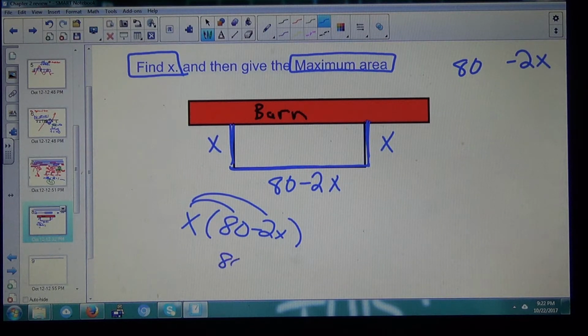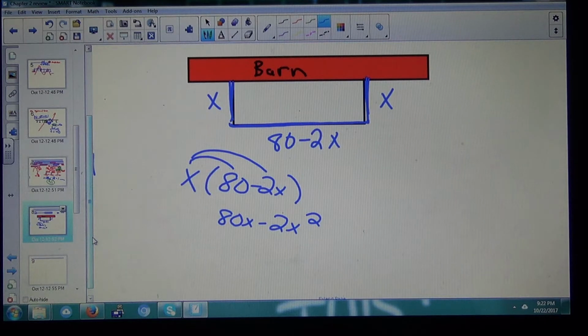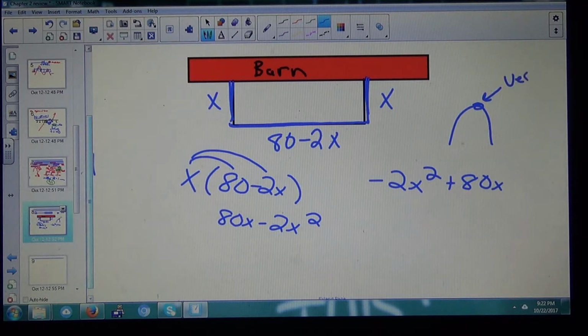So we have 80x minus 2x squared. Now, since it's a parabola, I should reorder this properly. So it's actually negative 2x squared plus 80x. And we're looking for the maximum. Again, you can always use your calculator and go second, calculate, max. It's just hard because you have to move your window around if you do that. The other formula, since this is a max, is called a vertex.